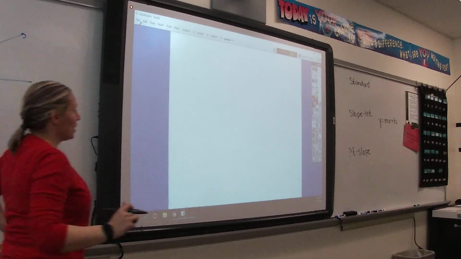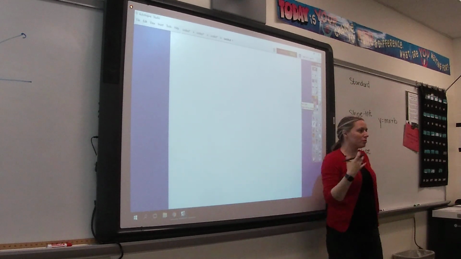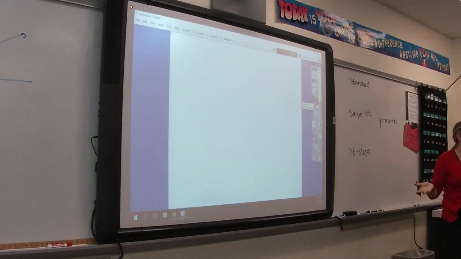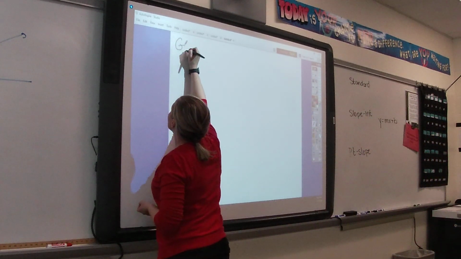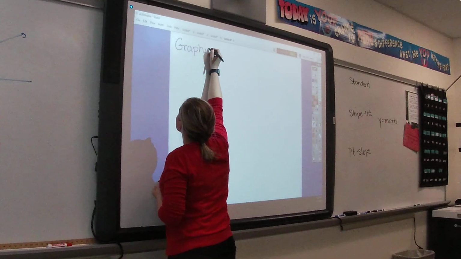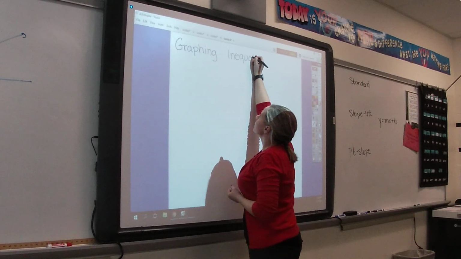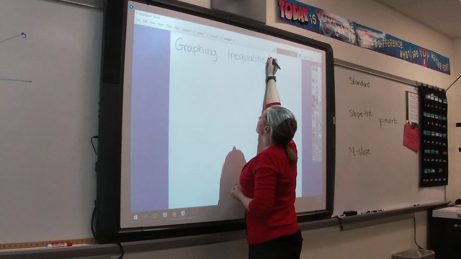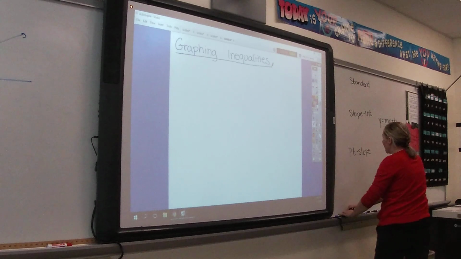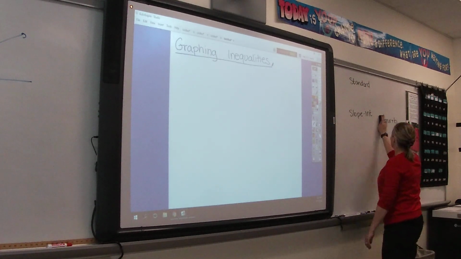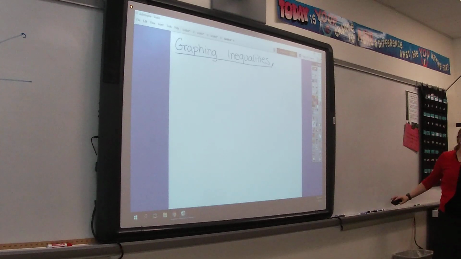So today we are going to add another type of graphing to our list, but I wouldn't say it's a new type of graphing, it's a new type of equation when we're graphing. So today we're going to look at graphing inequalities. And hopefully that sounds familiar. Why should that sound familiar? Because we've already done it before.